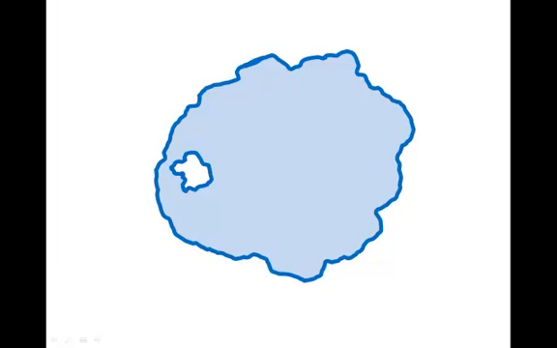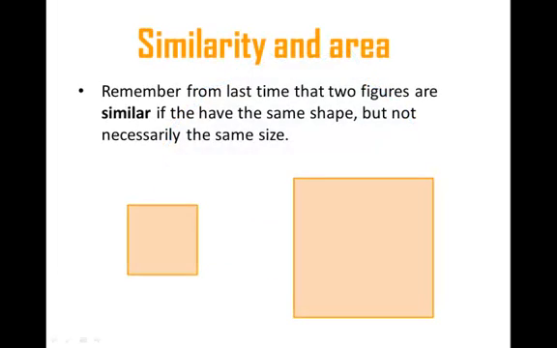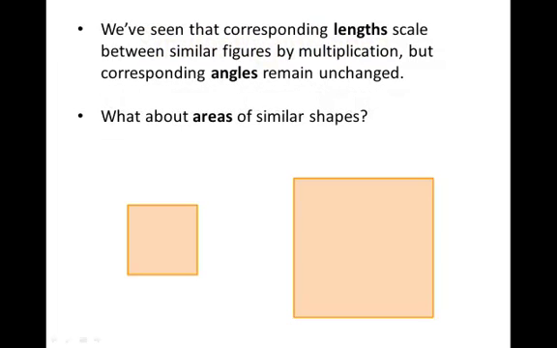Let's first talk about the scaling bit. Remember that figures are similar if they have the same shape, but not necessarily the same size. We've seen that corresponding lengths scale between similar figures by multiplication, but that the corresponding angles remain unchanged. That was how we were able to measure heights yesterday. But what about the areas of similar shapes? Do they scale by the scaling factor?